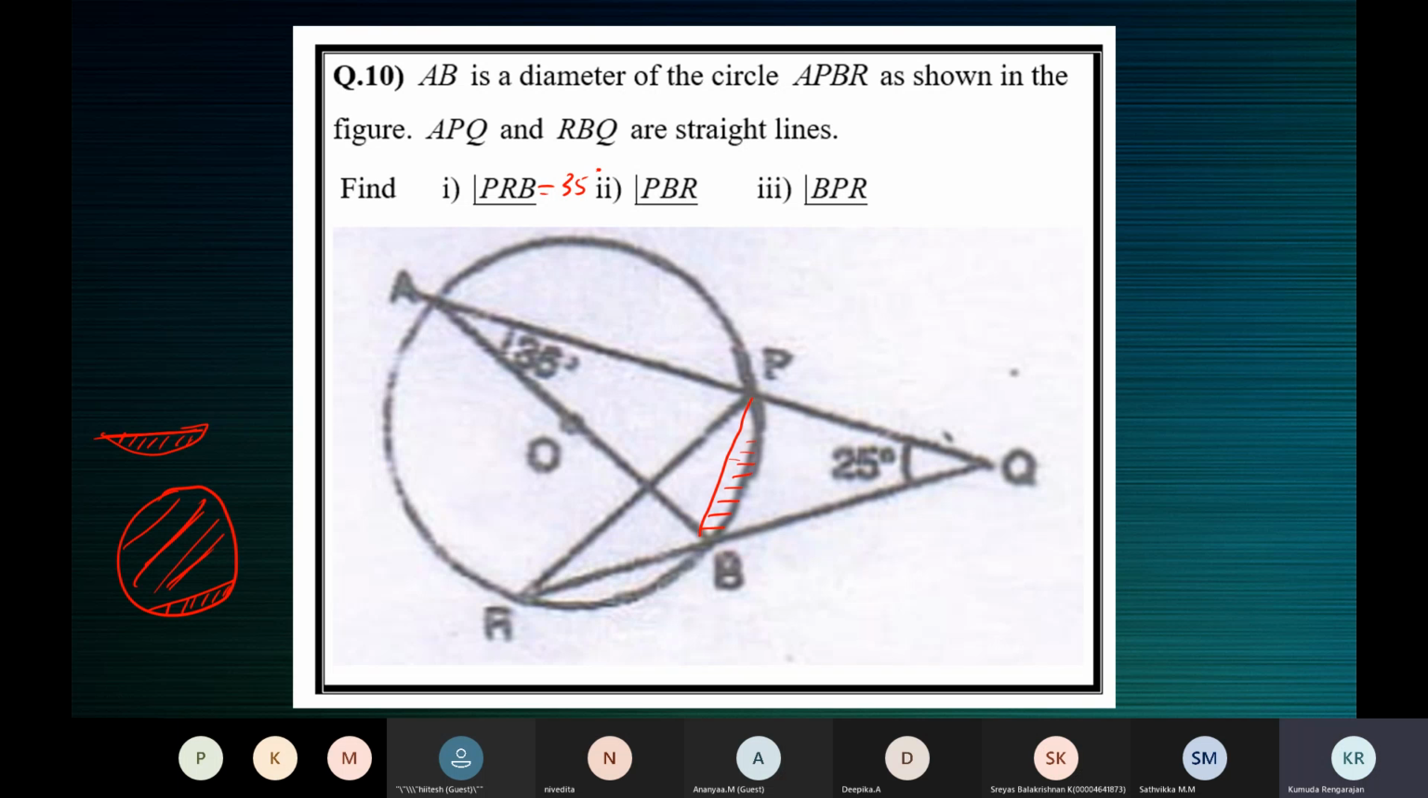Yeah, children, PBR. Is it 115 degrees? No? Yeah, explain. Ma'am, angle BPQ plus angle PQB is equal to angle PBR. Angle BPQ plus angle PQB is equal to angle PBR. Okay.